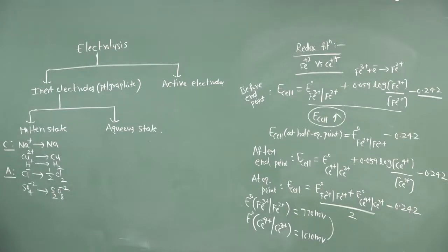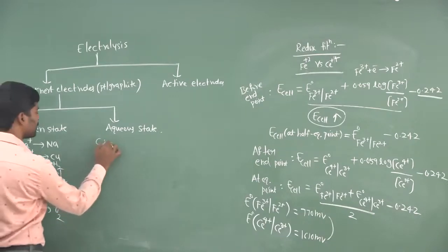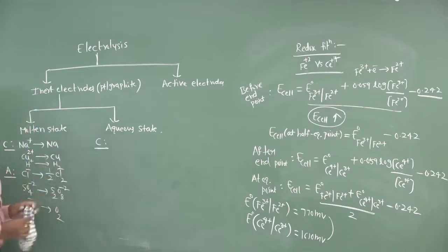If you have OH-, for example, we are taking molten sodium hydroxide. So sodium ions deposit as sodium at cathode. What do OH- ions give? O2 gas at anode. That is molten state. If you go to aqueous state, there is a competition between cations and water.